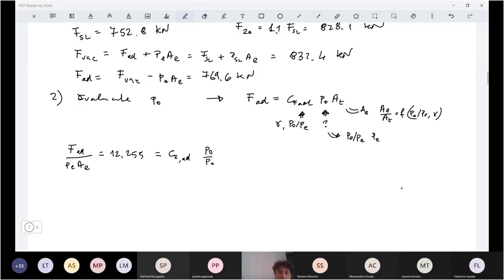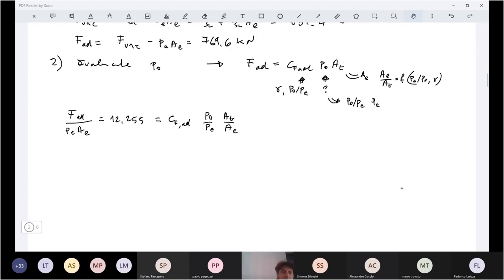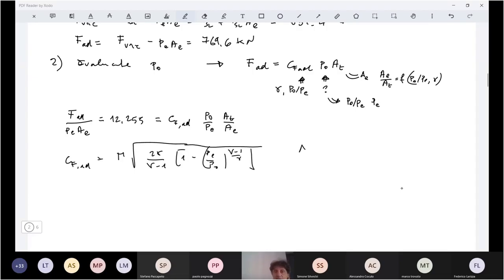times P0 over PE and AT over AE, so that we can exploit at this point the relation that we know, because CF is capital gamma times the square root of 2 gamma over gamma minus 1 times 1 minus PE over P0 to the power gamma minus 1 over gamma. And we know also AE over AT is capital gamma divided by the square root of 2 gamma over gamma minus 1 times PE over P0 to the power 2 over gamma times 1 minus PE over P0 to the power gamma minus 1 over gamma.